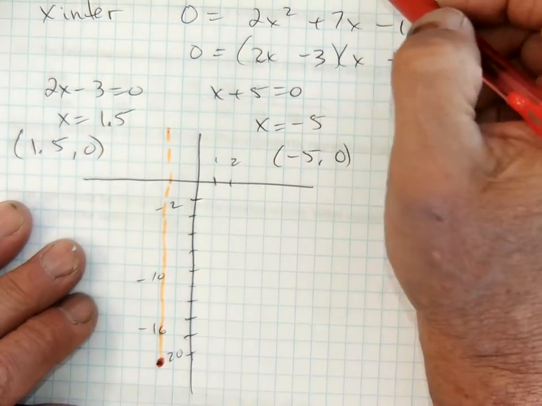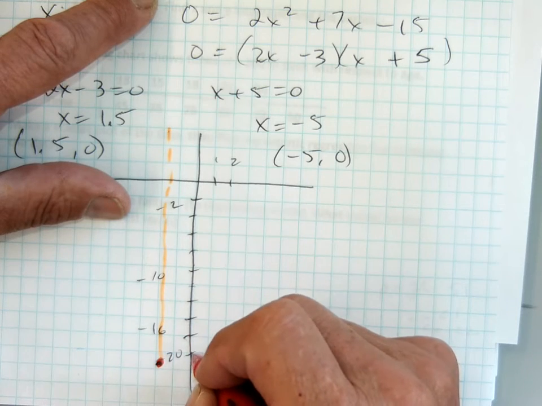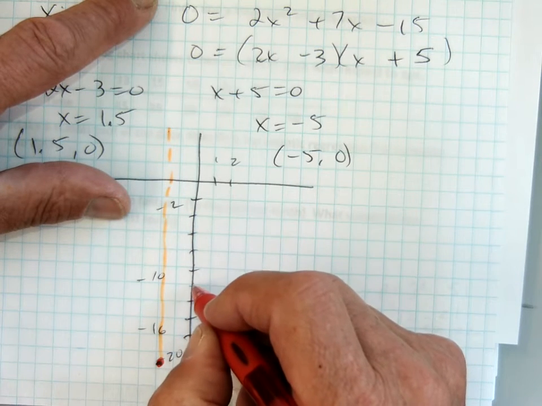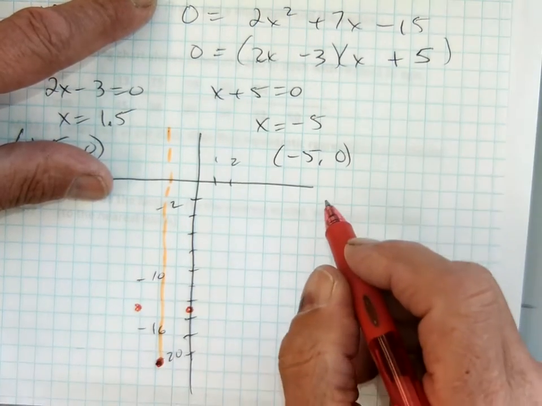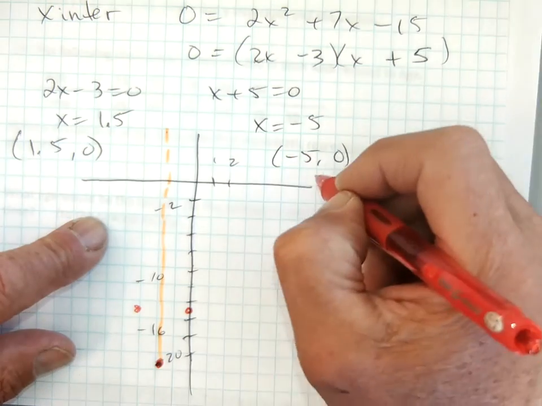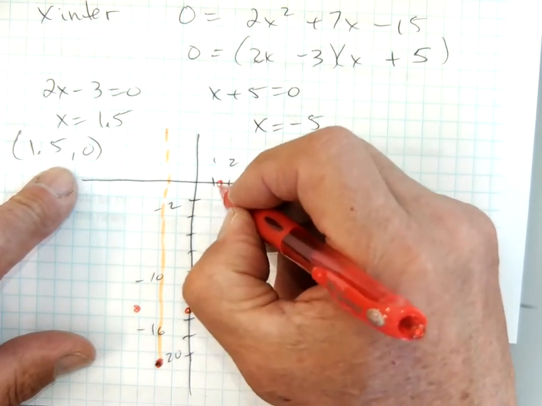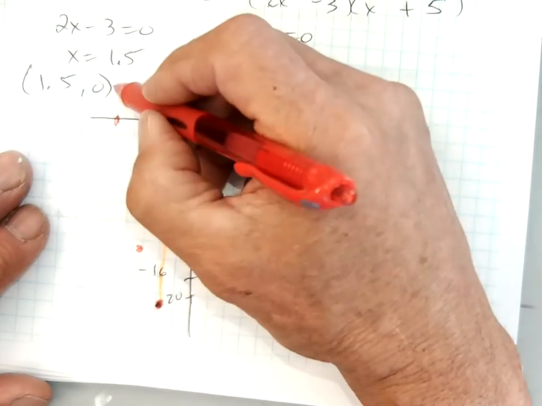Let's see. I'm going to have also a y-intercept at (0, negative 15). That's going to be right about, let's see, 10, 12, 14, right about there. Of course, I'll have another point over here somewhere. X-intercepts, 1, 2, 3, 1.5. And 1, 2, 3, 4, 5. And there it is.